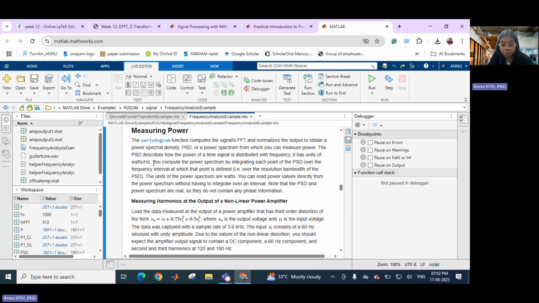You compute the power spectrum by integrating each point of the PSD over the frequency interval at which that point is defined. You can read power values directly from the power spectrum without having to integrate over an interval.